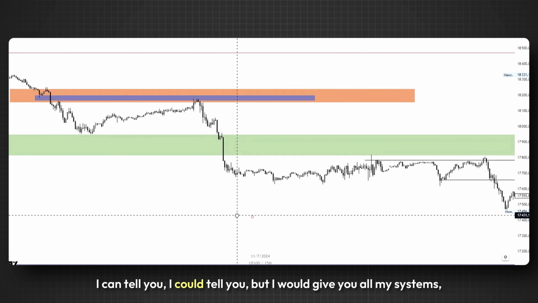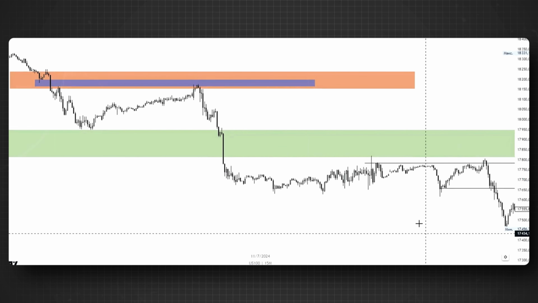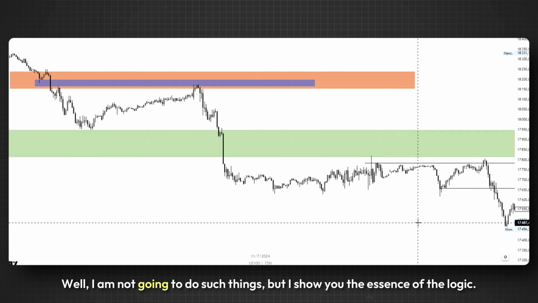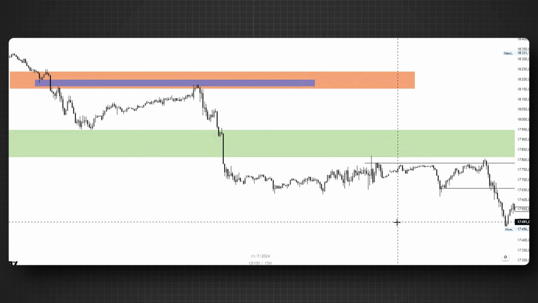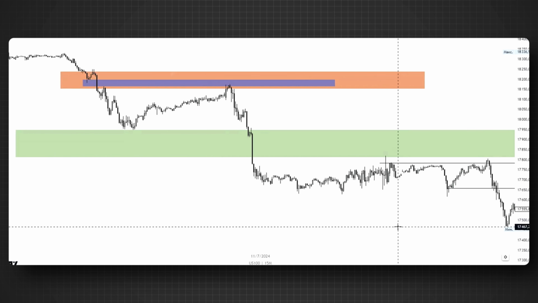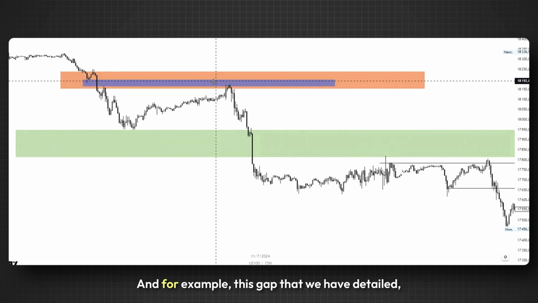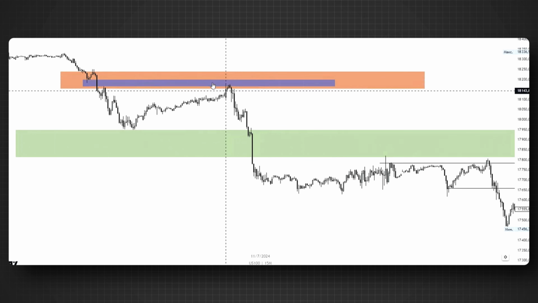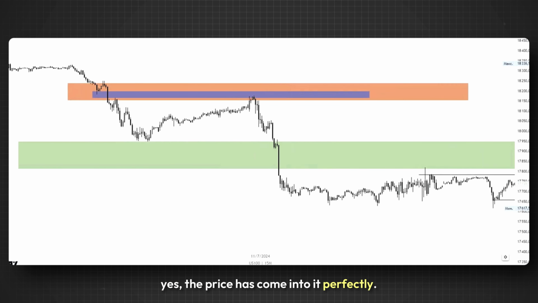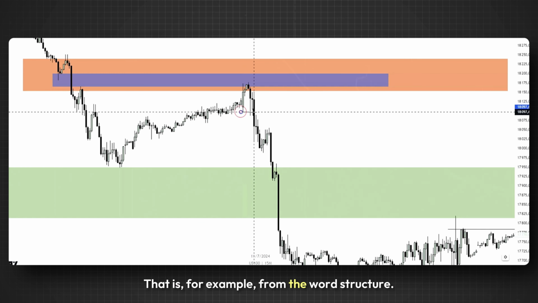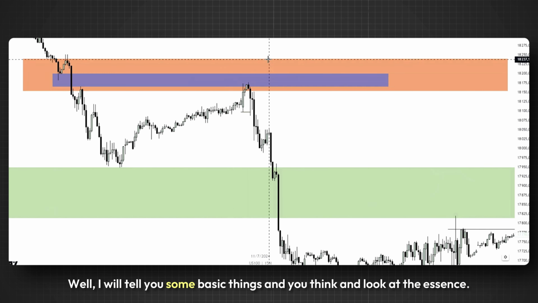I could tell you, but I would give you all my systems, everything that I have packed, everything that my clients go through. Well, I am not going to do such things, but I show you the essence of the logic. And for example, this gap that we have detailed, yes, the price has come into it perfectly. And here you can enter in absolutely different ways. For example, from the break of structure. Well, I will tell you some basic things, and you think and look at the essence.